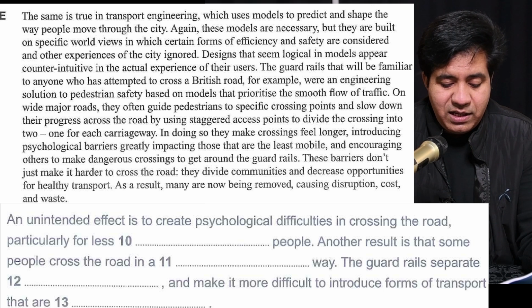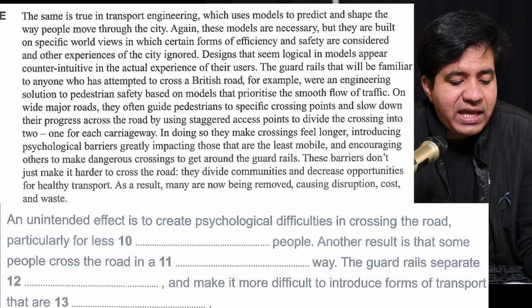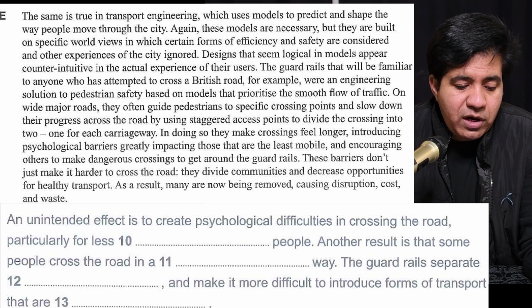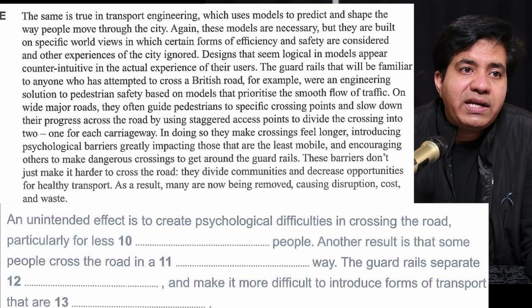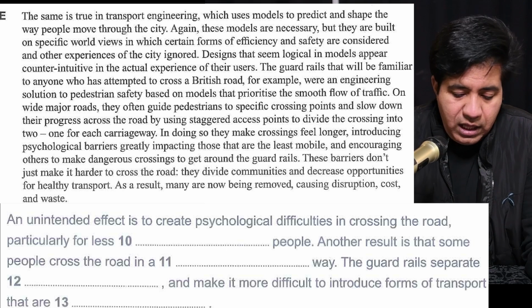Now see that some people cross the road in a dangerous way, and for that they have written encouraging others. Others means some people to make dangerous crossing. To make dangerous crossing means cross the road in a dangerous way.